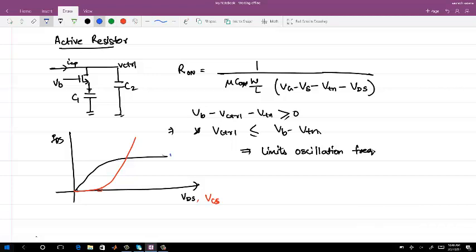Let's say this is for VGS. If I want to draw this, I assume that the V control is the same as the source potential, then this one is VB minus V control minus VTN, right? Now if the current which is flowing through this resistor is close to 0, then you are operating in this place with respect to VDS.